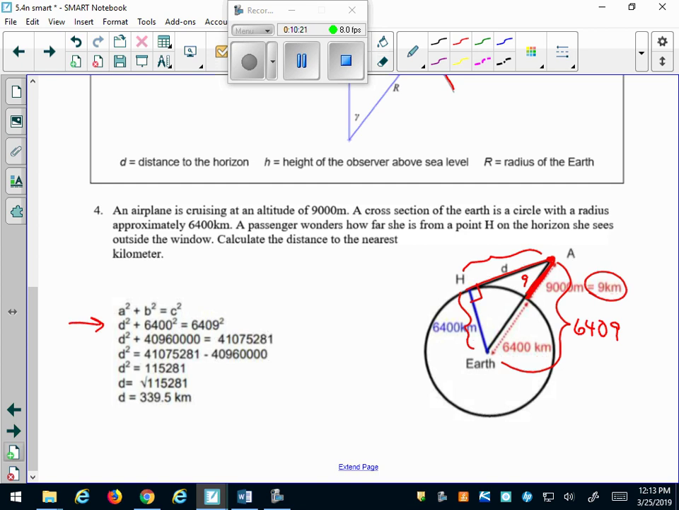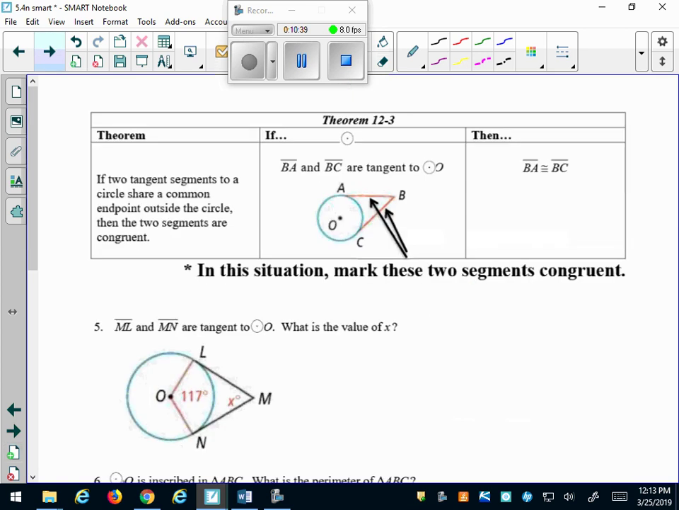So when you do the Pythagorean theorem, you're going to get the square root of this big number, and it comes out to about 339.5 kilometers from your airplane to the horizon. Fascinating, right? Yes, I know. Okay, but that's just some application.